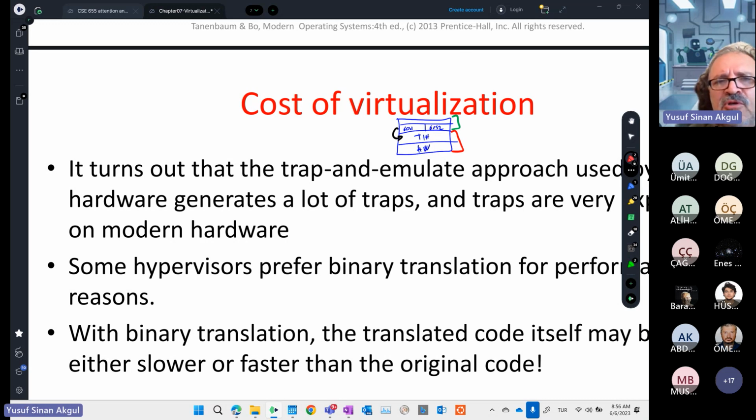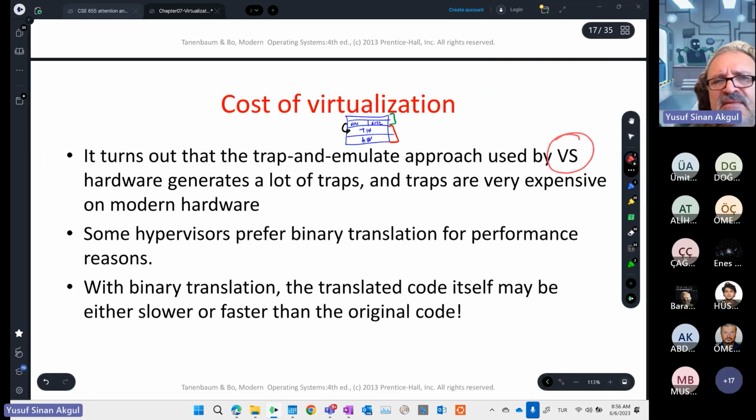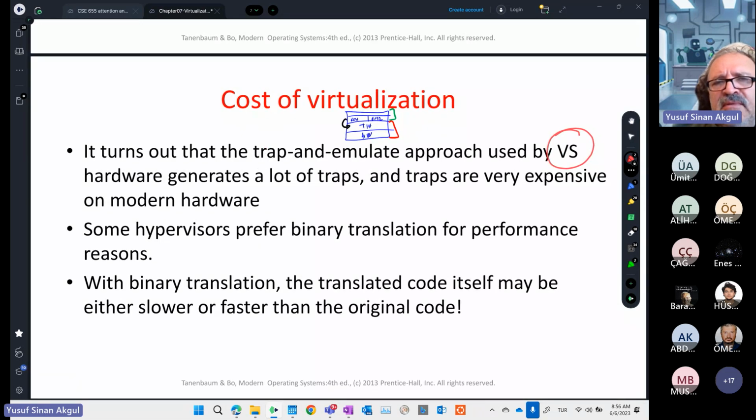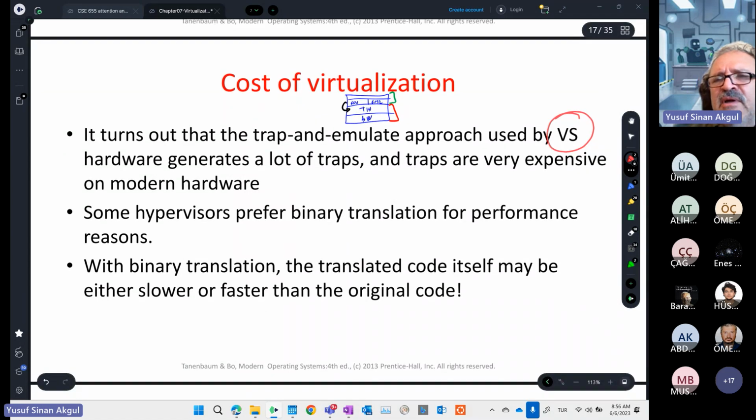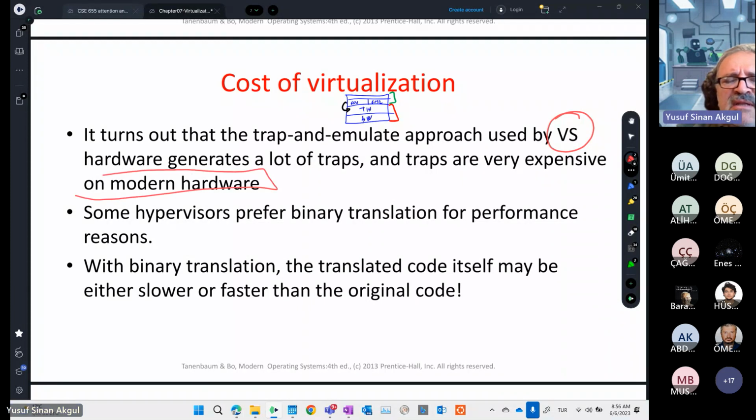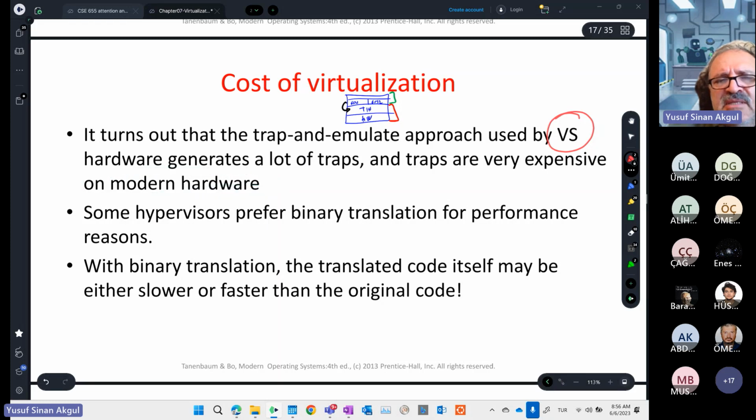So people have realized that trap and emulate, used by the virtualization support, causes lots of interrupt handling, lots of traps, and they are very expensive on modern hardware. What do we mean by modern hardware? They are not that expensive on primitive hardware, but on modern hardware, handling interrupts or traps is expensive. Can anybody explain why?